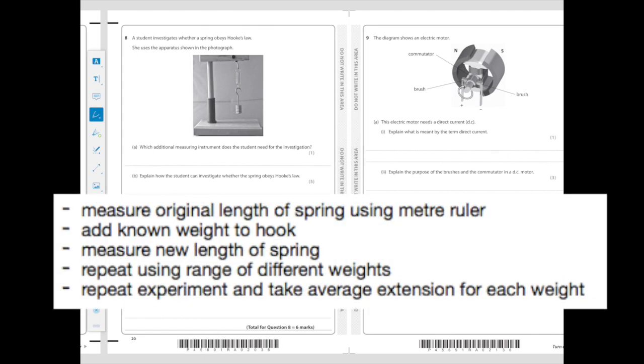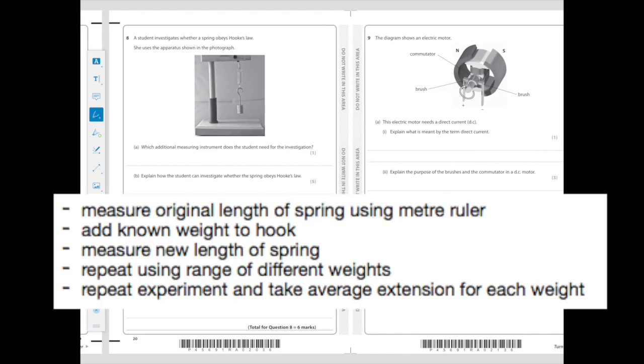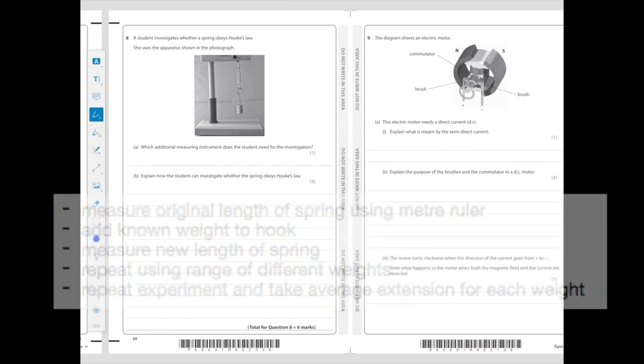So first of all, you want to measure the original length of the spring using that meter ruler, and then we're going to add a known weight to that hook and measure the new length of the spring. And then we just repeat the process using a range of different weights. So we could go up to 20 newtons, 30 newtons, 40 newtons, or we could repeat at each weight, because remember, repeating and calculating an average is really important, and that's worth a mark for just pointing out that particular experimental detail.